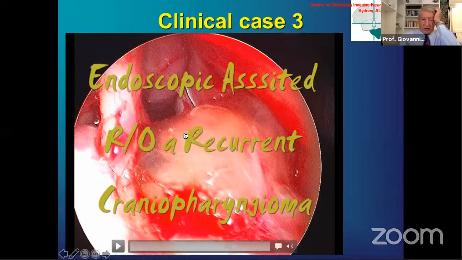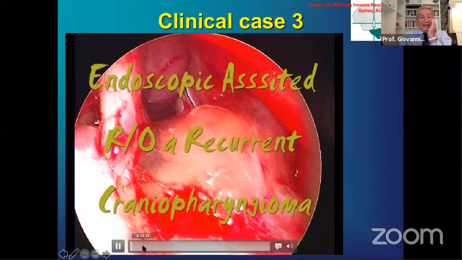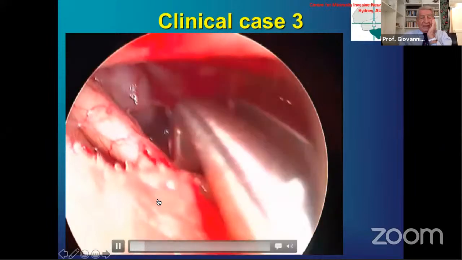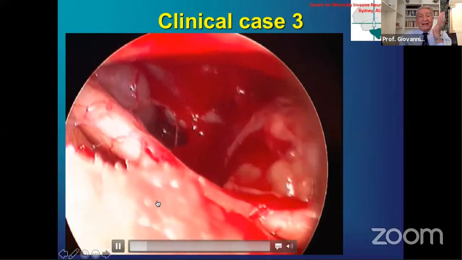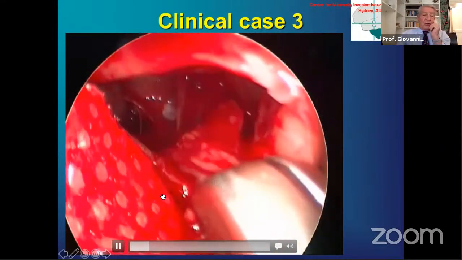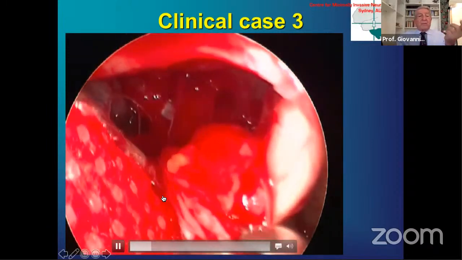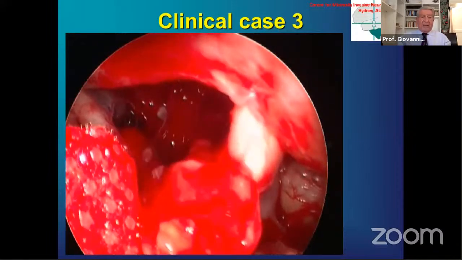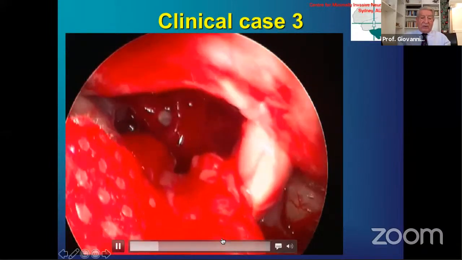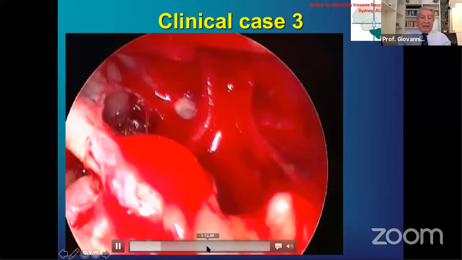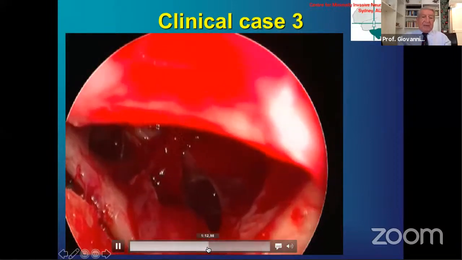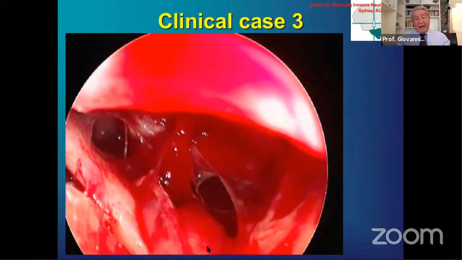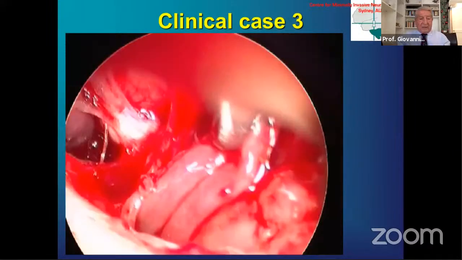What about endoscopy? This is a case of Charlie Theo, and it's very important to see here that the space is enough to use the endoscope or to use a microscope assisted by the endoscope. In this case, it is done with the endoscope, and the craniopharyngioma is taken out in the usual way. I will say in the same way that you can do from a transnasal approach.